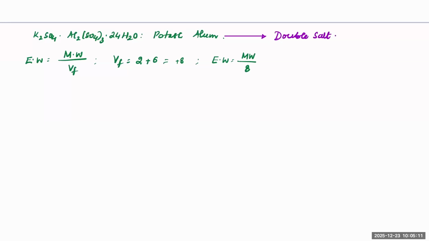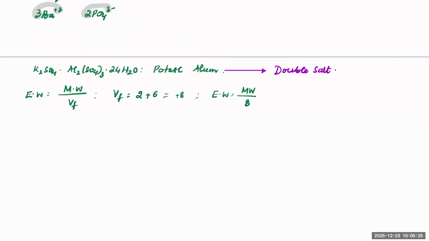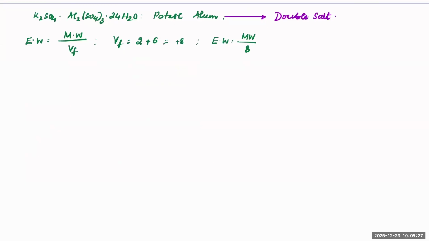Double salt means it is a combination of salts. Clear? Right. Shall we go ahead? Now notice the next one.